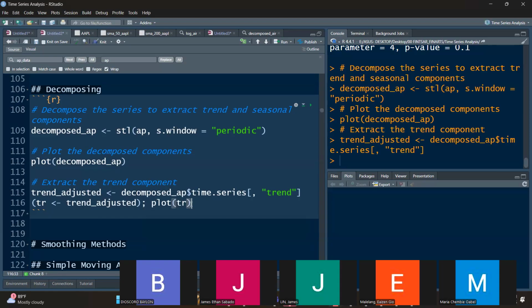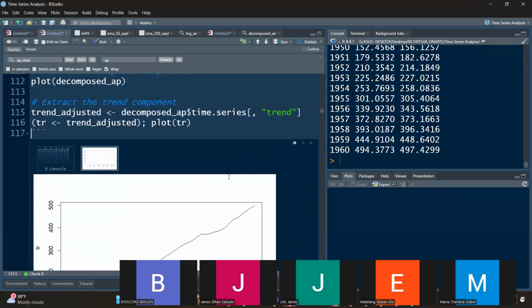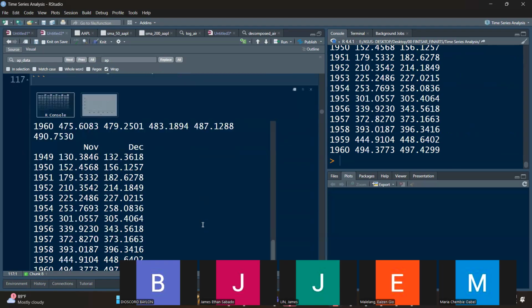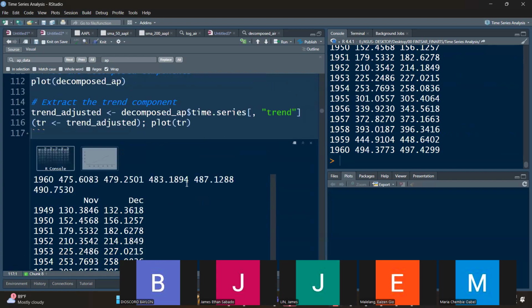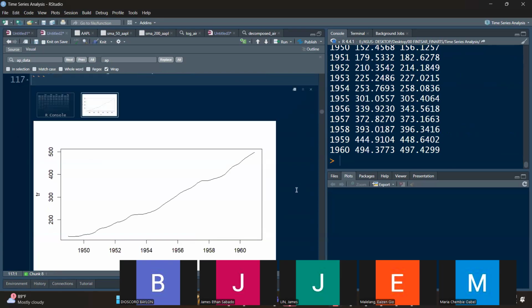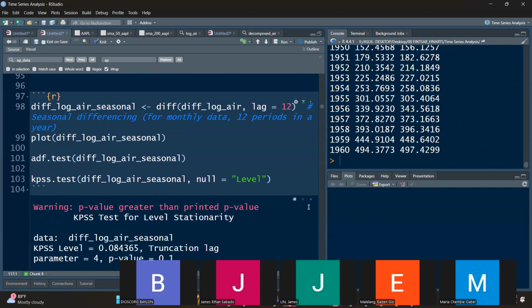Okay, so I'm printing both the trend adjusted and plotting it. All right, so here is your data. Now this removes the seasonality component. It will only give us the trend, and I plotted it. You can see here there's no seasonality, only the trend component, which is this one, class. This one.